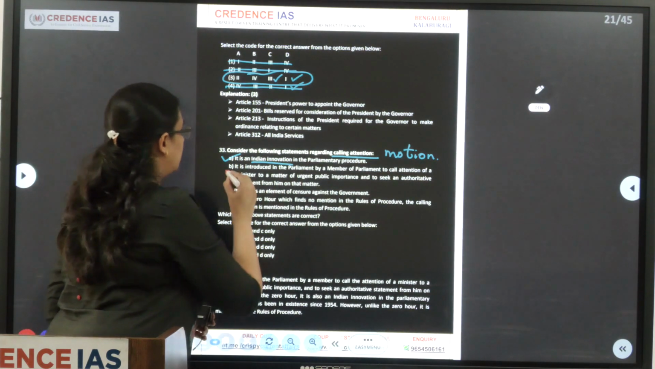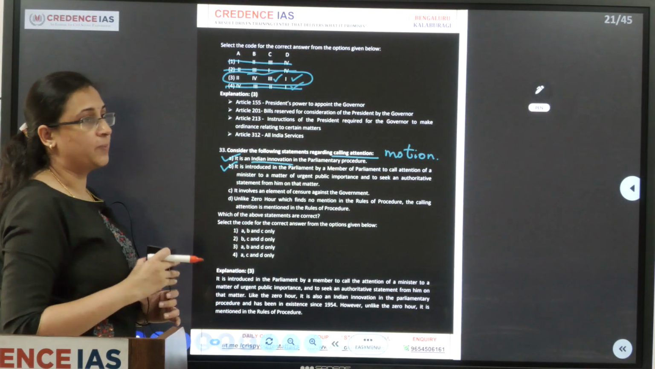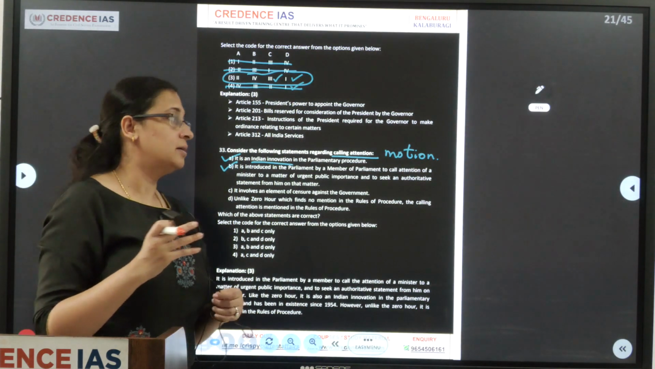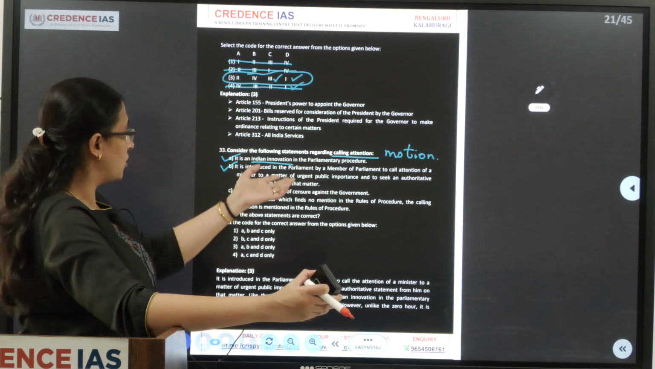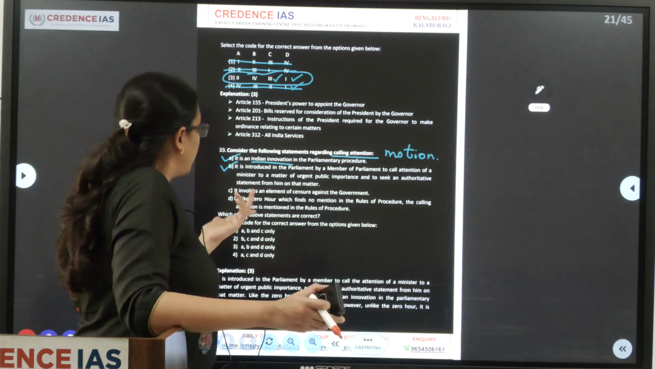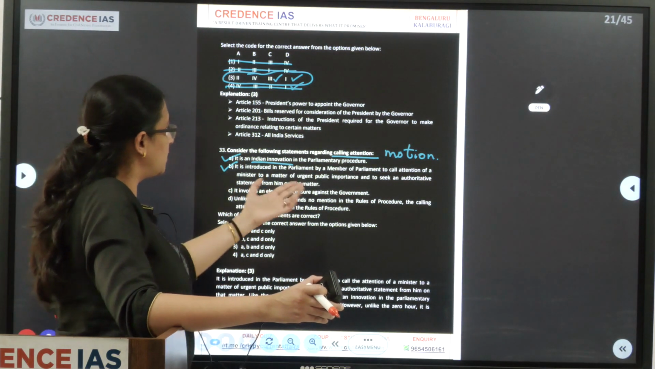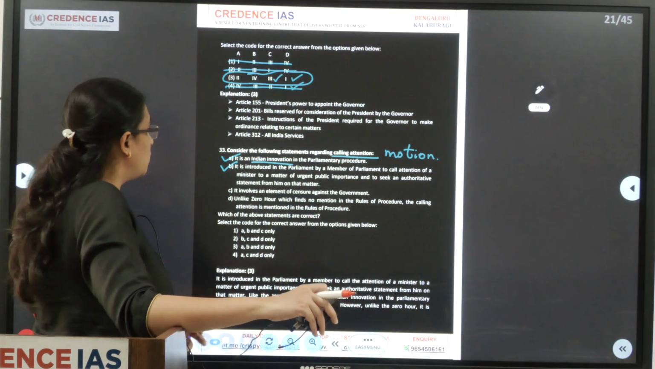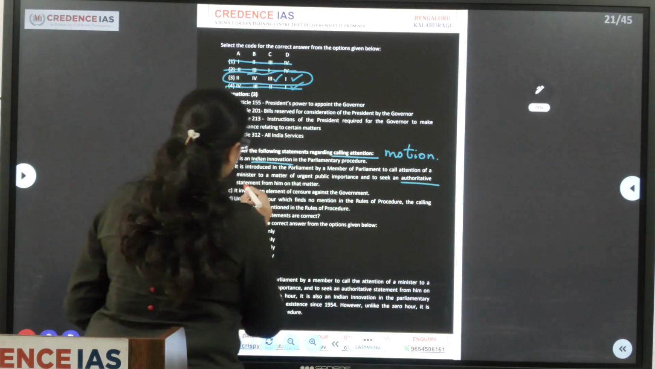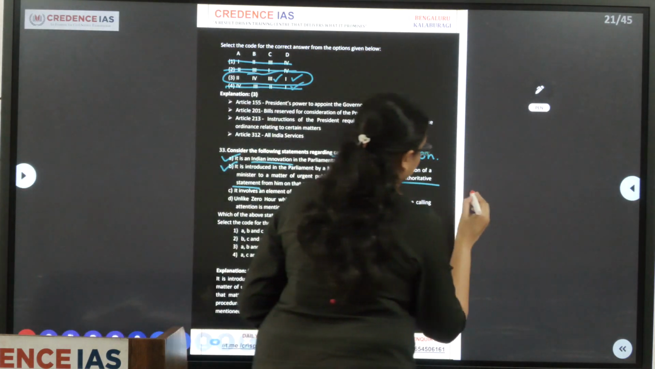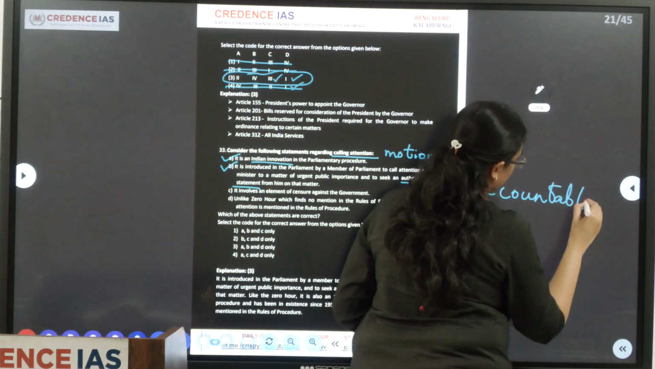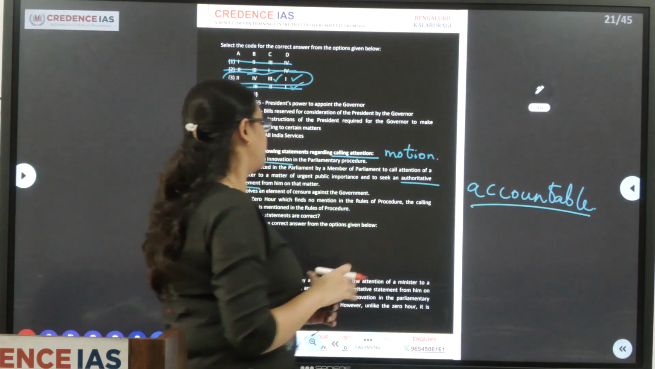Yes, if any member of parliament needs any information regarding a policy, the calling attention motion will be introduced in order to seek the opinion of the concerned minister on that particular matter of public importance, and also seek an authoritative statement, that is an accountable answer from him on that matter. Accountable answer. The minister has to explain the matter.